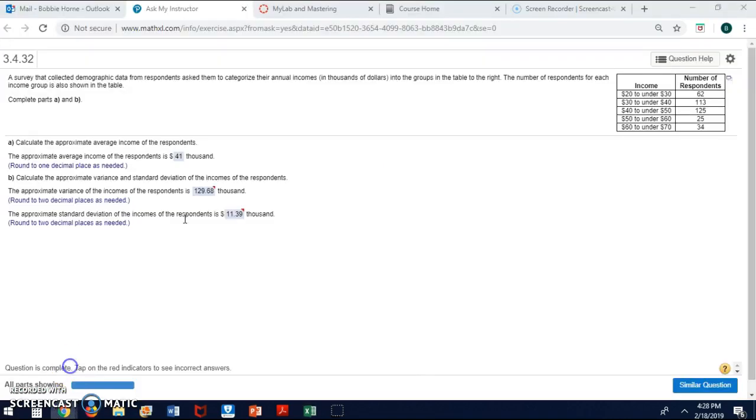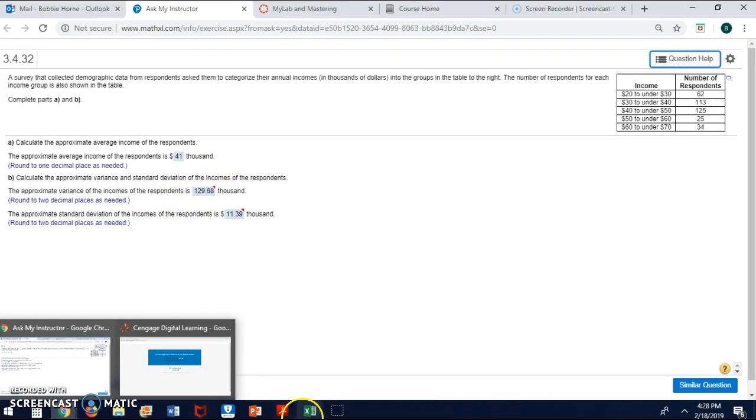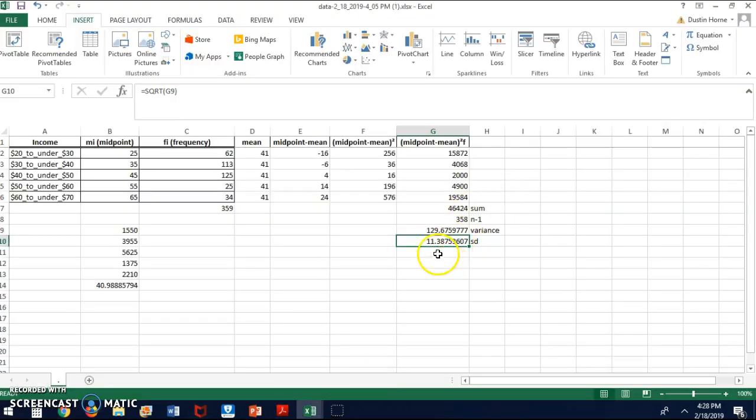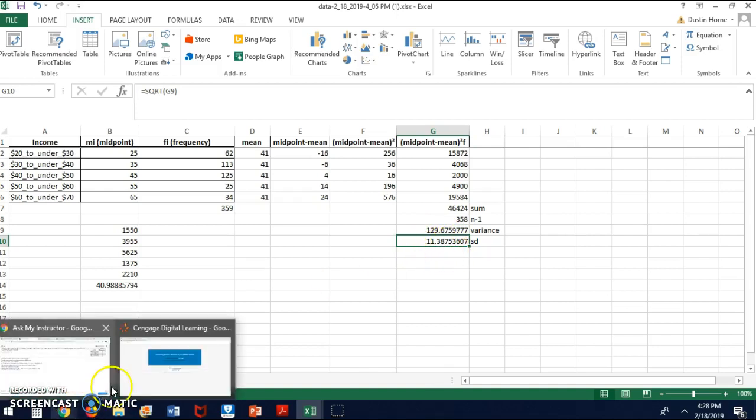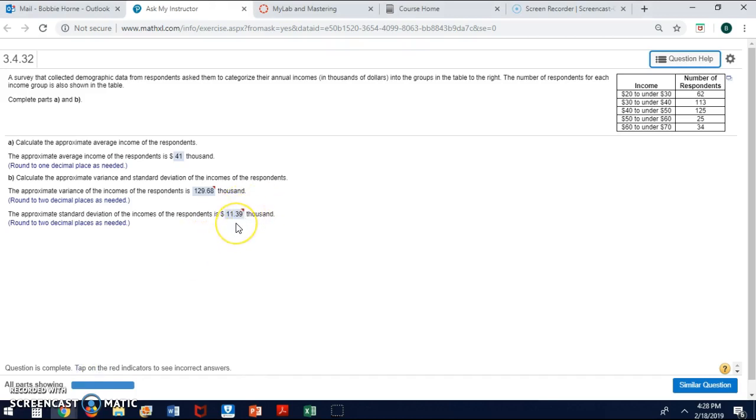So 129.68 for your variance. For your standard deviation, it would be 11 point, you take the square root of the variance, and you would get 11.39. And that is what we have here. And that is how you calculate the approximate average, the approximate variance, and the approximate standard deviation.